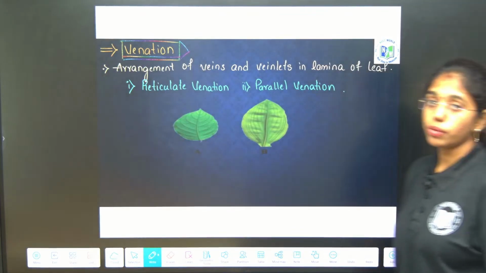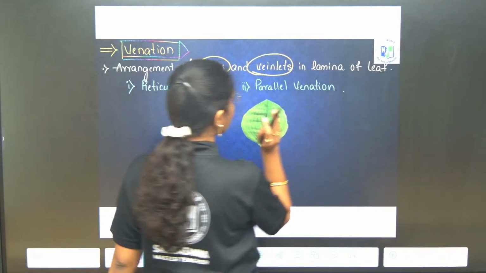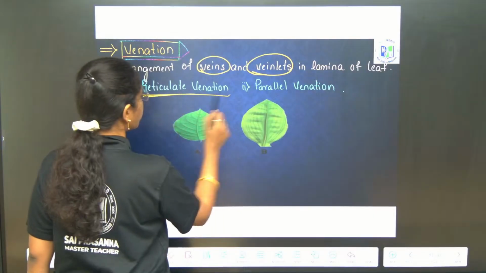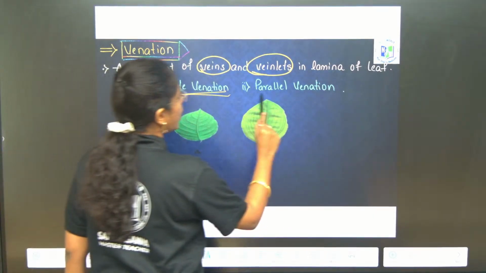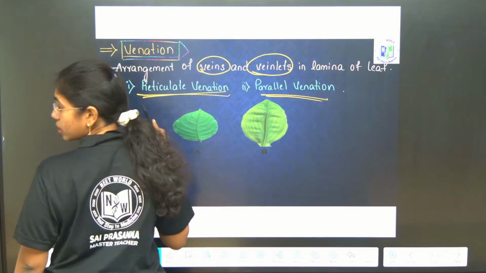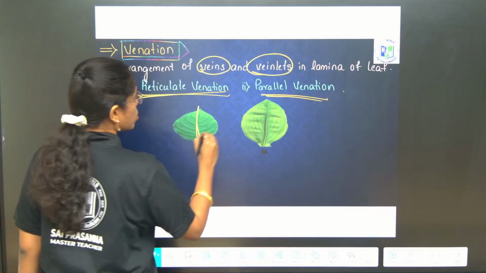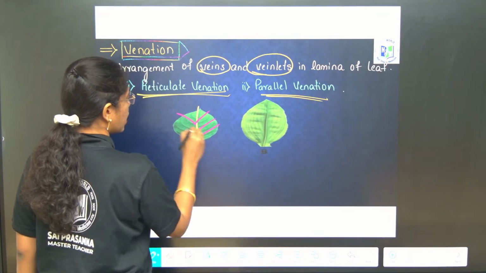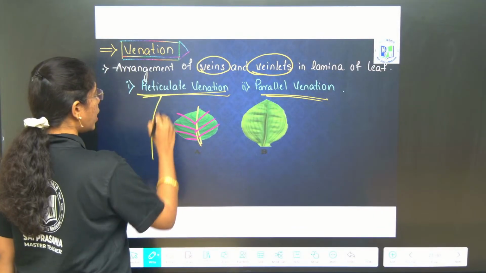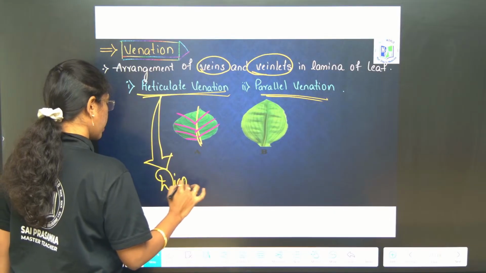Next is venation. What is venation? The arrangement of veins and veinlets in the lamina of the leaf is called venation. We have two types of venation, reticulate venation and parallel venation. In reticulate venation, the central midrib is there, to which veinlets are arranged in a network-like manner. Reticulate venation you can see in the dicot leaf.